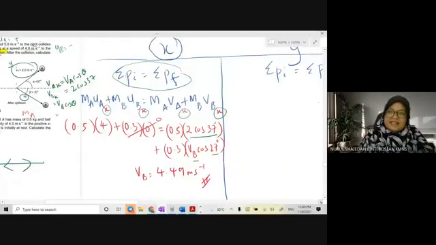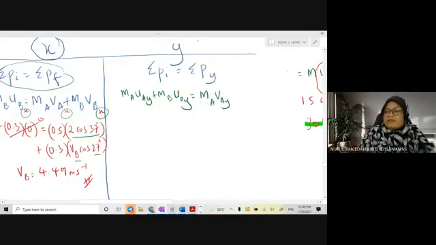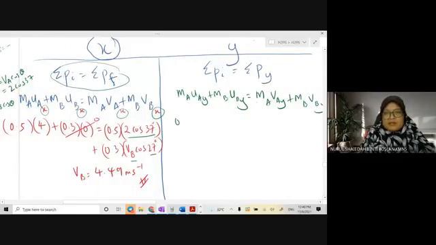Okay, katakanlah saya nak buat dekat part CY. Apa awak terasa? Okay, masih lagi guna MA, UAY plus MB, UBY sama dengan MA, VAY plus MB, VBY. Okay. MA kita guna sama juga 0.5.